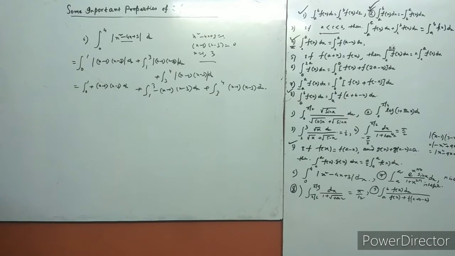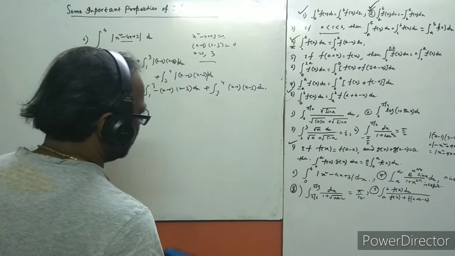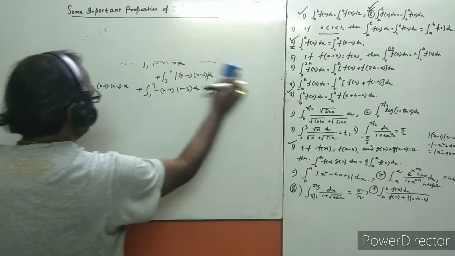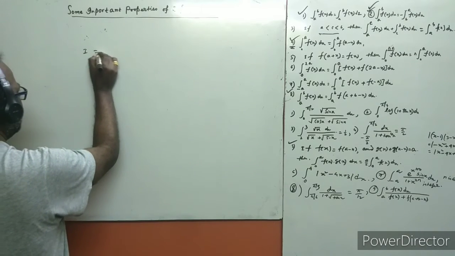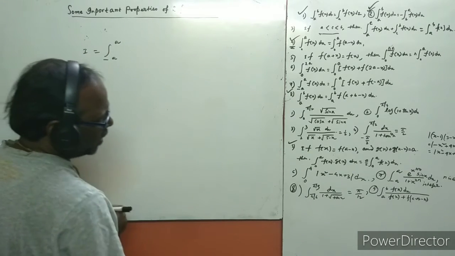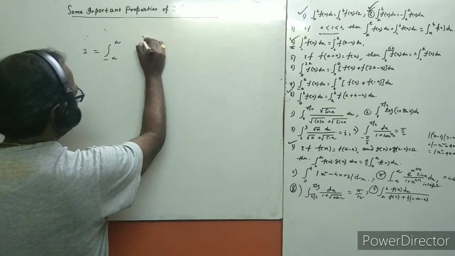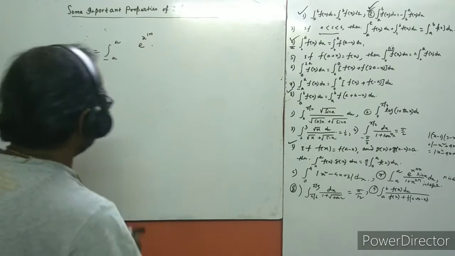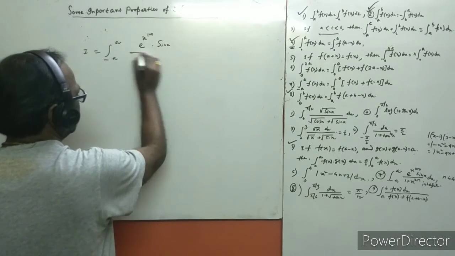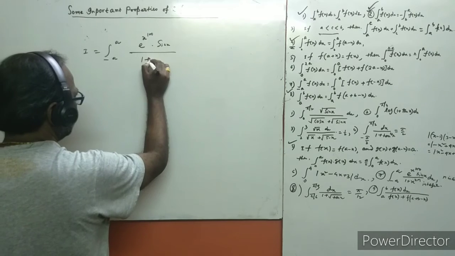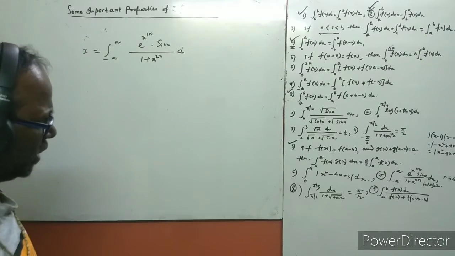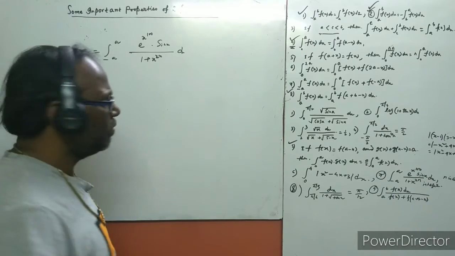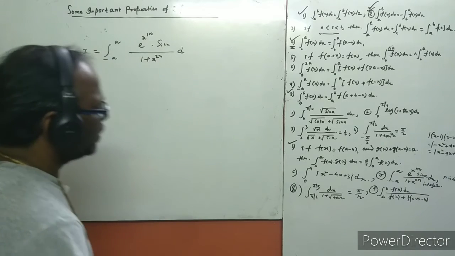So now we want to discuss problem number 7, not point number 7. See, what is the problem here? The limits are minus a to plus a, of e to the power x to the power 100, and sin x, and in the denominator 1 plus x to the power 2n, dx. Any conclusion about n? Yes, it is given that n is an integer.